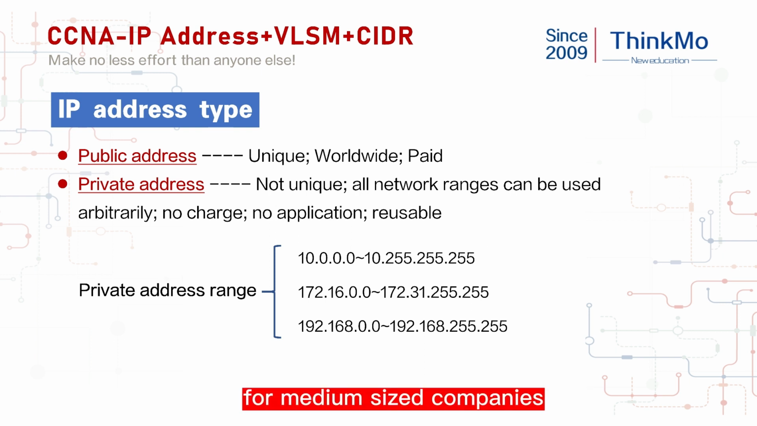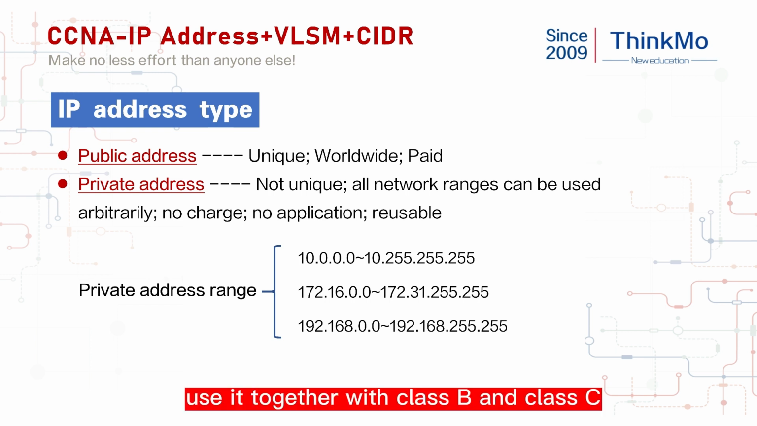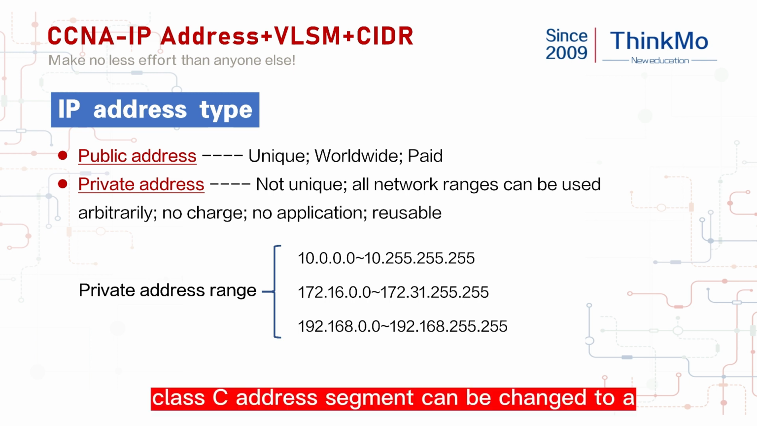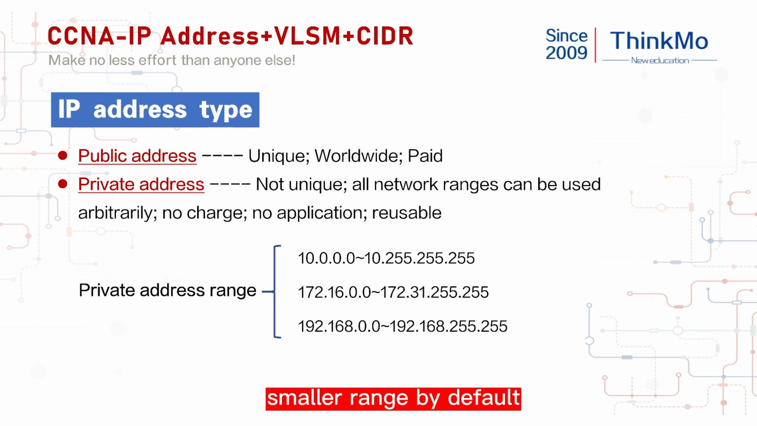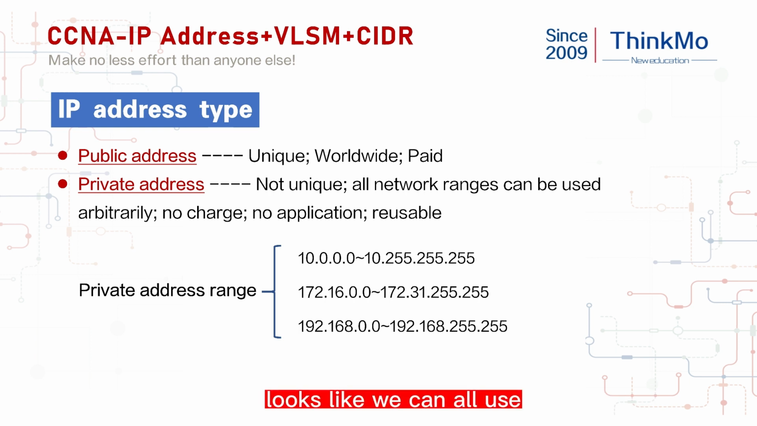For medium-sized companies, if Class C is not enough, use it together with Class B. Large enterprises directly use Class A. You will find the number of addresses is more variable. The Class C address segment can be changed to a smaller range by default. So let's summarize the three types of ABC addresses. It looks like we can all use them.